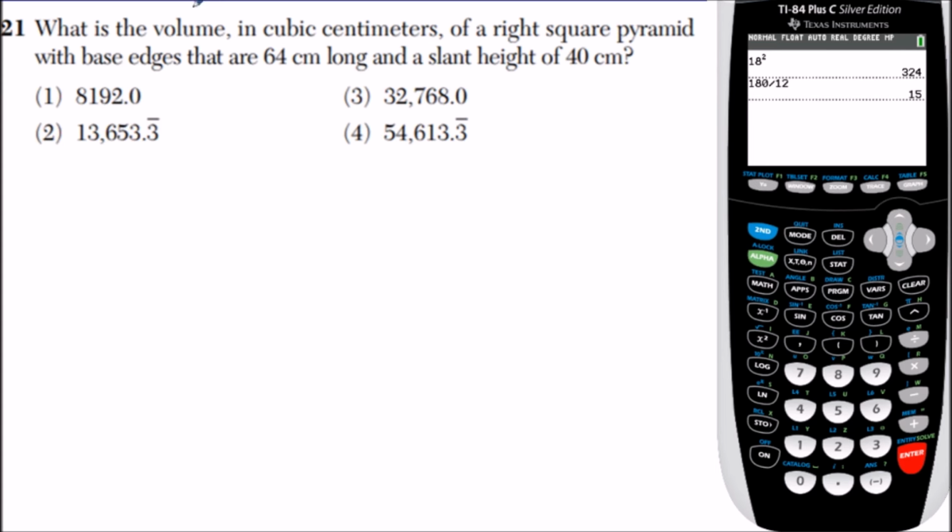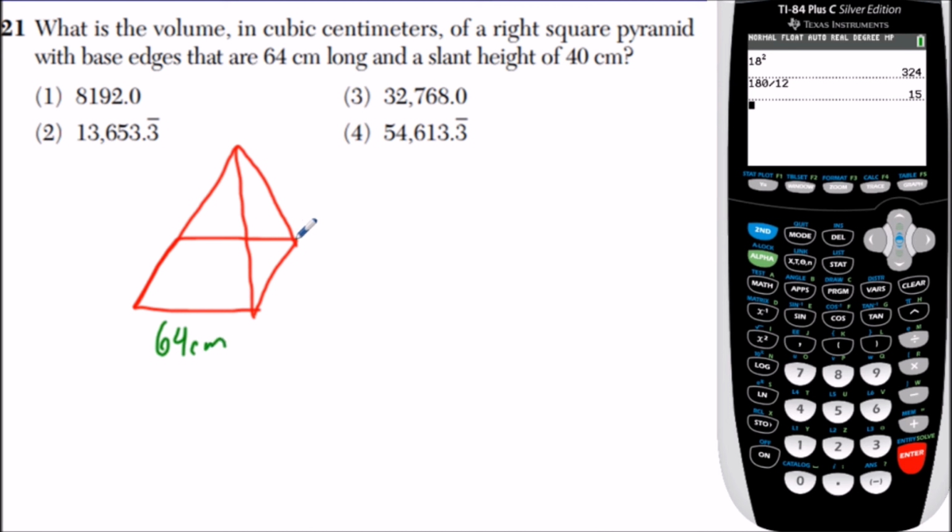For question 21, we're dealing with the right square pyramid, so we'll just go ahead and draw out a square pyramid. So I draw a slanted looking square to make it look three-dimensional, and then draw a triangle from here to here, and then we're going to connect this point here, and you can imagine that fourth line going to the top. And they're telling us the base edges are 64 centimeters each. So this is 64, this is 64, and all around. And we're told that the slant height is 40 centimeters.